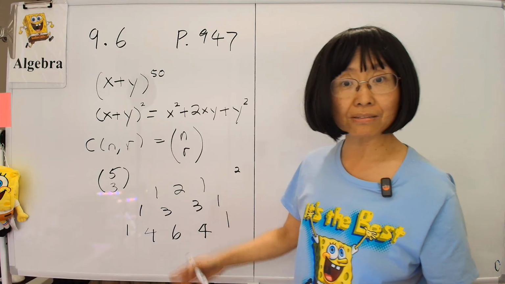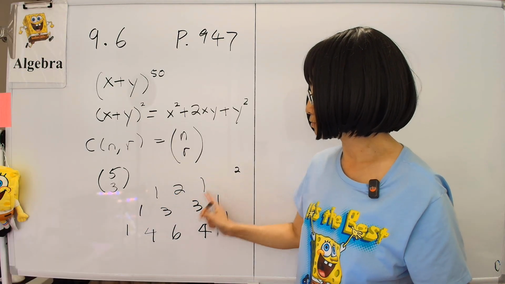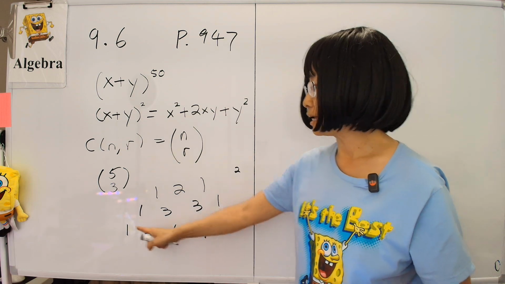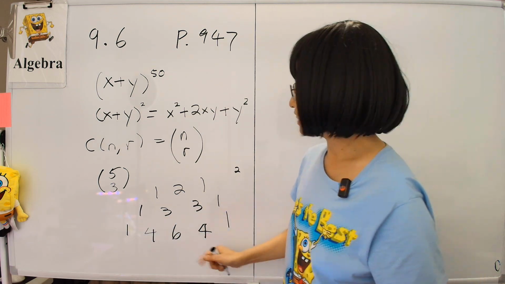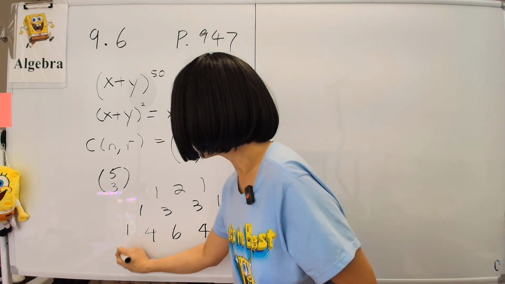And I recommend that you simply memorize this. I just remembered these things. The first row is 1, 2, 1, then 1, 3, 3, 1, and then 1, 4, 6, 4, 1. And then the fifth row, then you continue doing this, okay? Let's see.